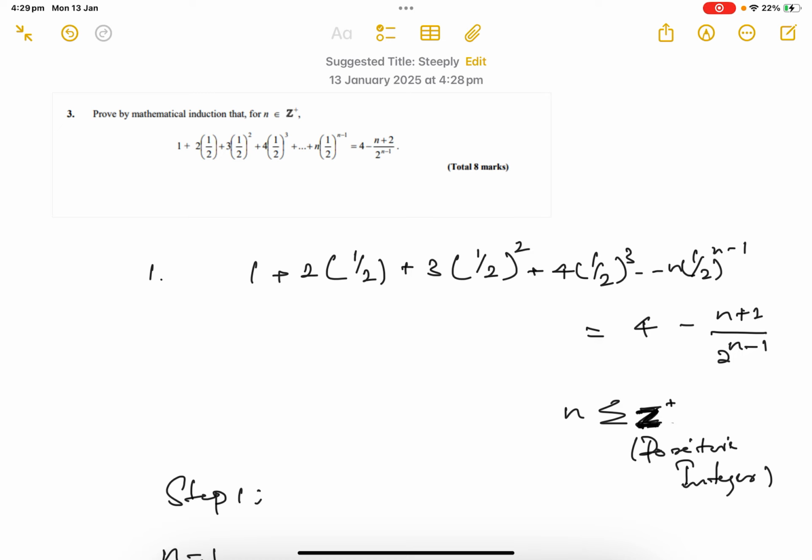Another past question on mathematical induction proof. Let's look at the question.